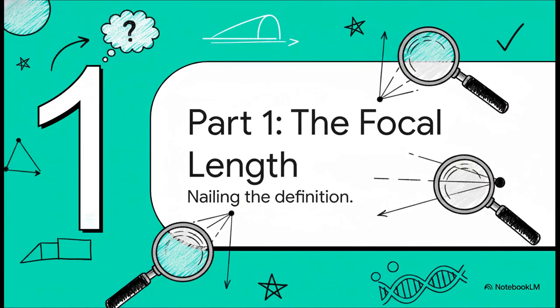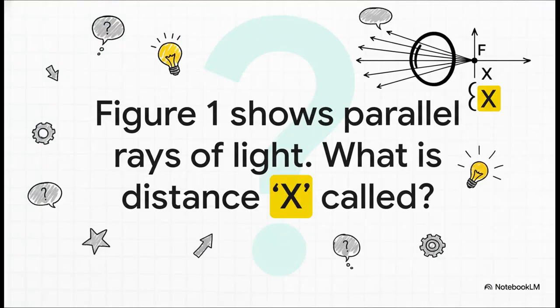Now, this might look super simple, it's just a 1-mark question, but you know these 1-markers, they're all about precision. There's absolutely no room for waffling around here, you've got to know the exact term they're looking for. So the question is, what is this distance x called? Have a good look at the diagram.